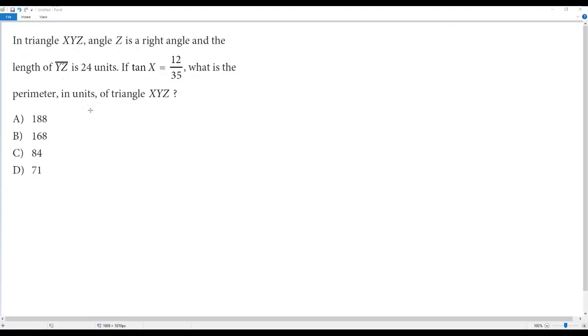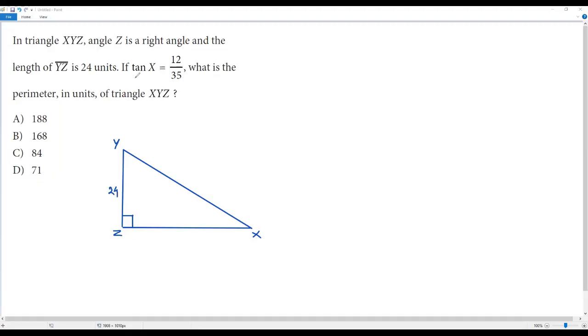Okay, first let me draw a right triangle. Since Z is a right angle, we can take Z over here, we can take X over here and Y over here. And the question says the length of YZ is 24 units. Here the length of this YZ is 24.